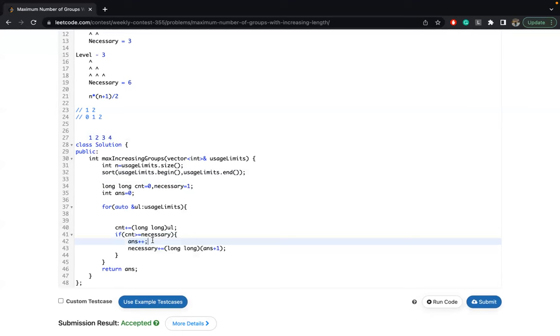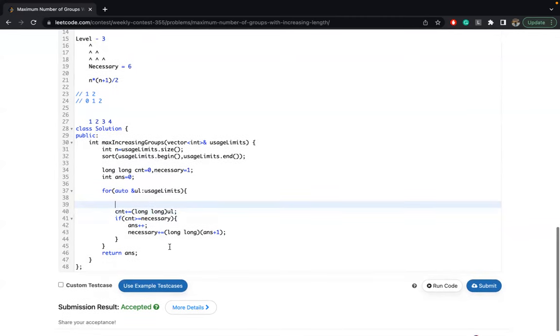And to make up the answer, we will be increasing the count. And how will we be increasing the count? What we are encountering, if usage limit is some value ul, that value will be added to the count. Then we check if that count is greater than or equal to the necessary count, then we will be increasing the answer. And if we have increased the answer, then we will be increasing the necessary count also.